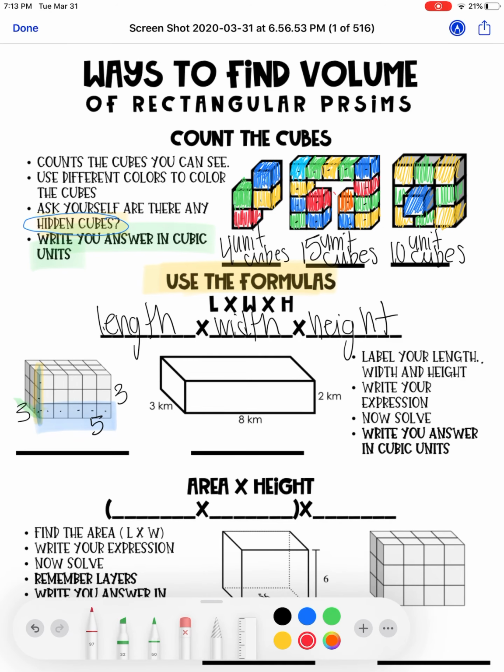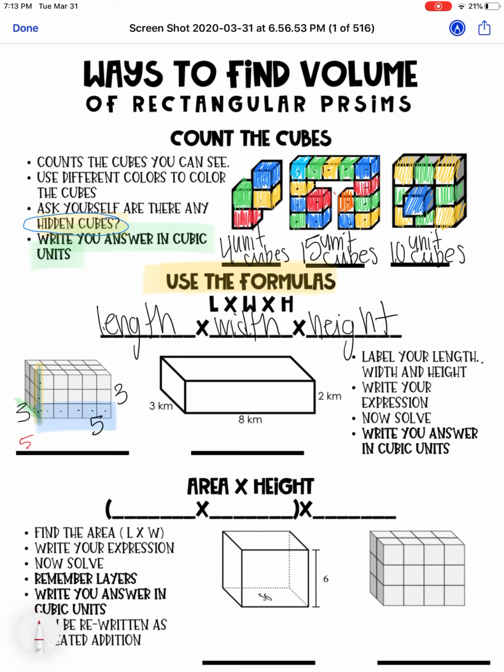So our length was 5. So we have 5 times width was 3 times height of 3. So we have 5 times 3, which is 15, times 3. 15 times 3 equals 45. So this model has a volume of 45. Now this is made of unit cubes, so we would write unit cubes.